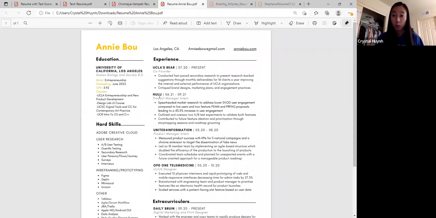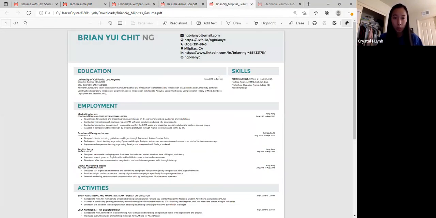And again, this is up to you on how you want to use your colors, but be thoughtful about it. There's no right way. There's just either a better way or just a way that fits what you want better. So with that said, here is Brian's. Brian, another member of ACM Design, and he's also trying to go into UX design or product design.